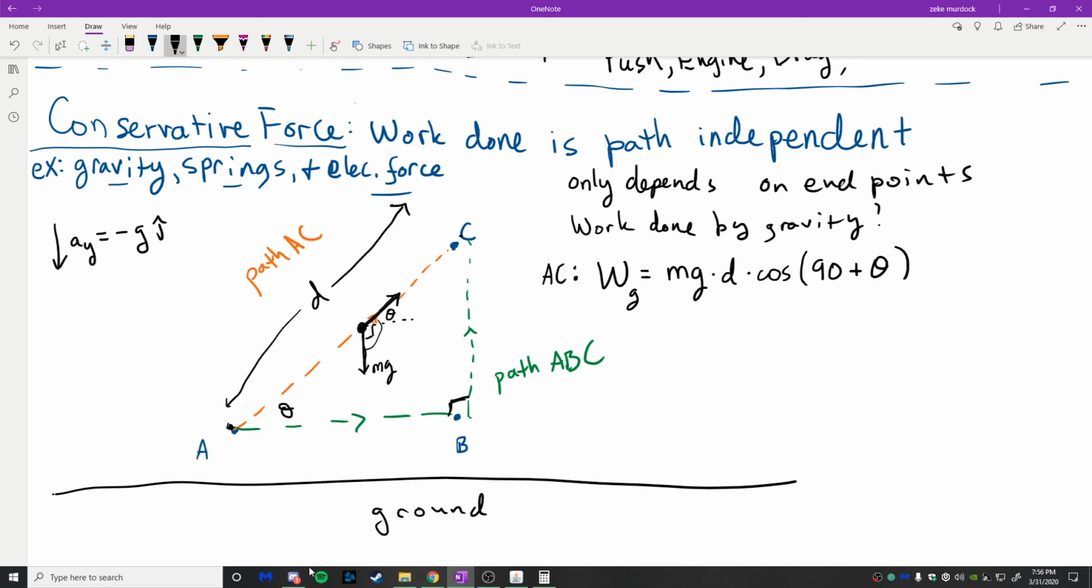I wonder if I'd closed the stream and reopened it. Why is it 90 plus theta? Oh, okay. Well, the object is traveling along a line like this. The gravity goes down like this. That angle at the bottom is theta, and this one's 90. So you have to do 90 plus theta. Does that make sense, Shrek? Okay.